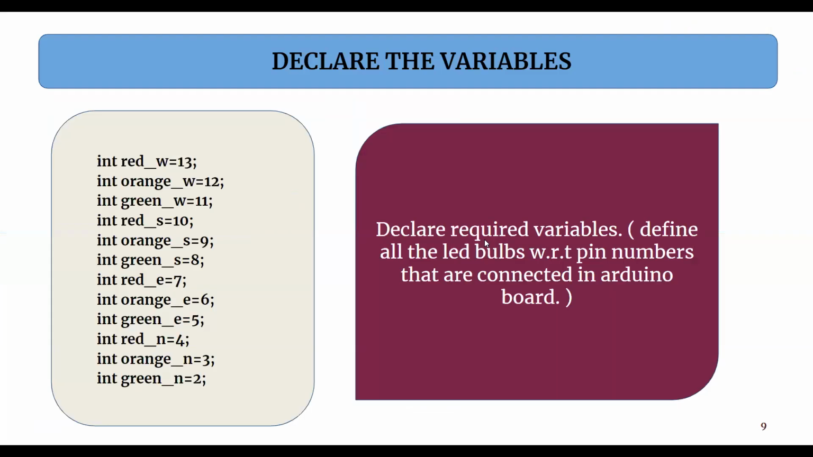Then in the code, first we are declaring the variables with respect to the pin numbers that we connected in the Arduino board. For the red bulb in the west direction, we have connected to the 13th pin in the Arduino board. For the orange bulb in the west direction, we have connected to the 12th pin. And for the green bulb in the west direction, we have connected the 11th pin. With respect to those pin numbers, we have connected each bulb and declared those variables here.